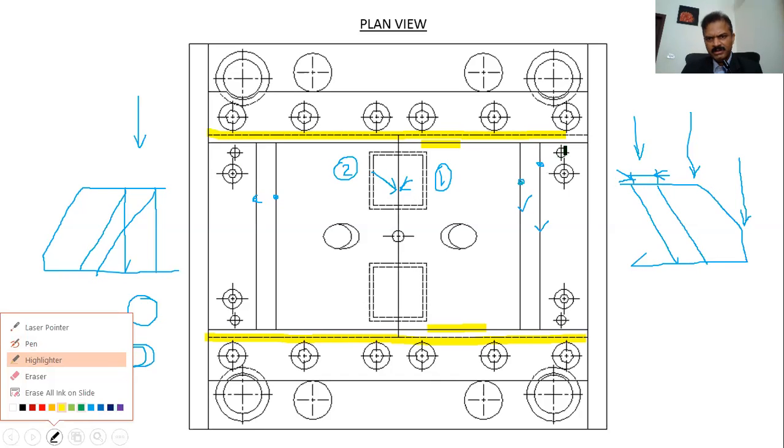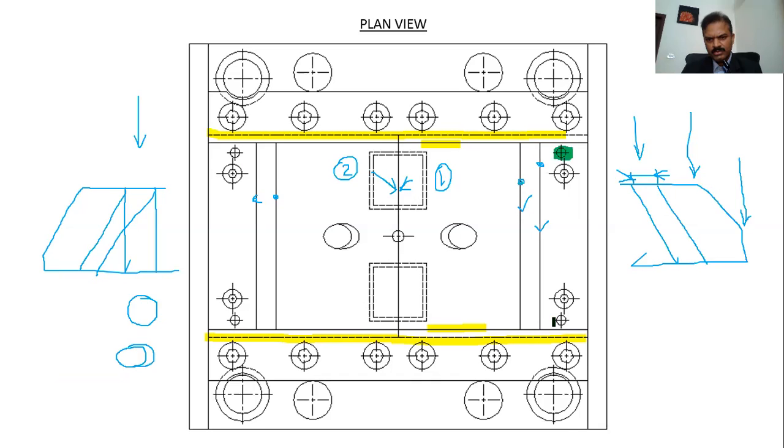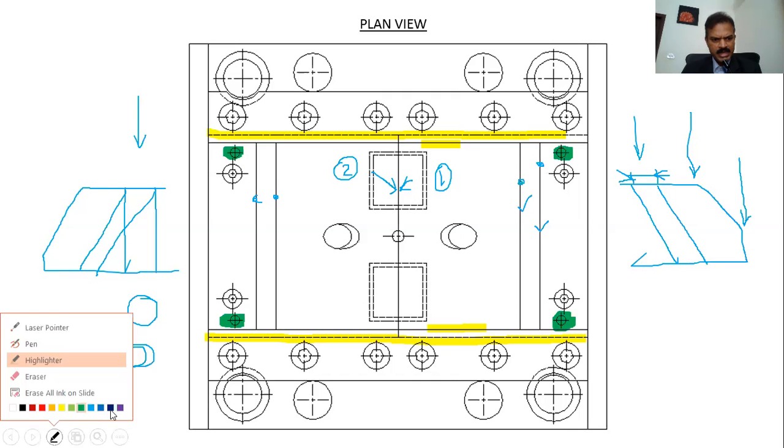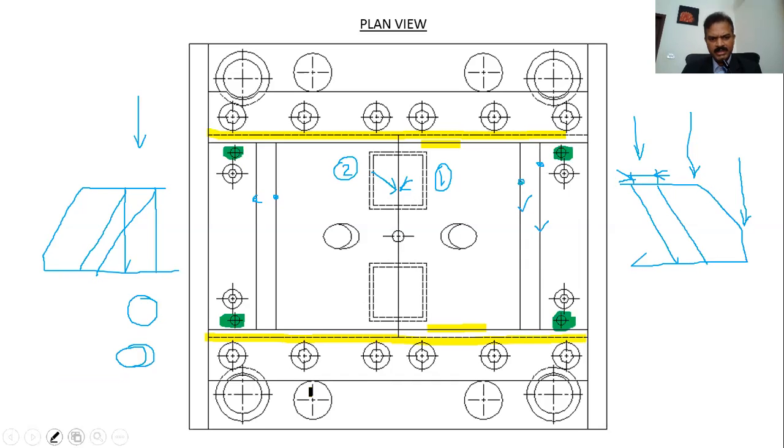This here, the ball screw, 4 ball screws. And this here is the push-up pin, which has to push the ejector plate back to its position. And this will be the runner. So this is pretty much it.